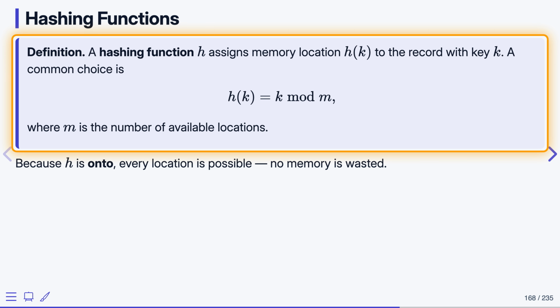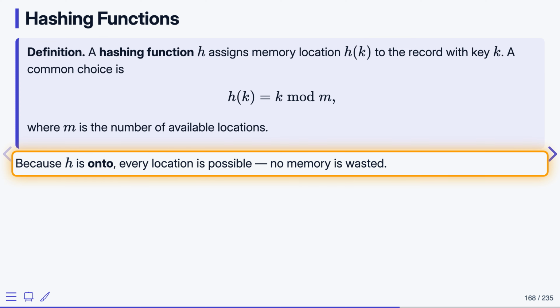Let's start with hashing. Imagine a huge set of records, and we must decide where to keep each one in memory. A hashing function makes that decision. It takes the key of a record and hands back a memory location. A common choice is h of k equals k mod m, where m is the number of available locations. This squeezes any key, however large, into the range 0 to m minus 1. And because the mod function is onto, every location can be reached. No memory sits unused.